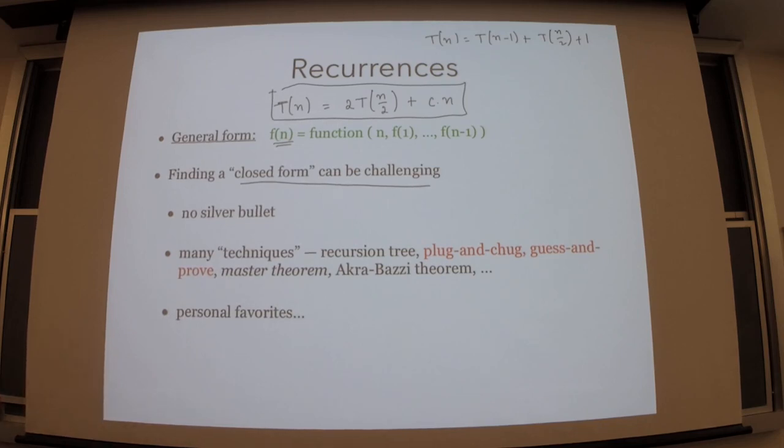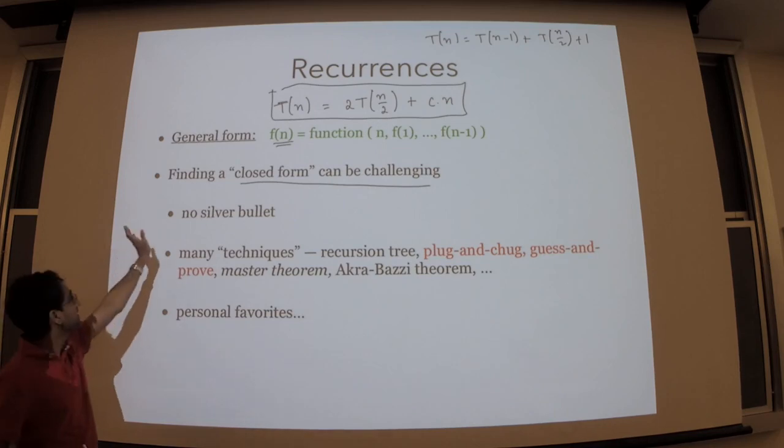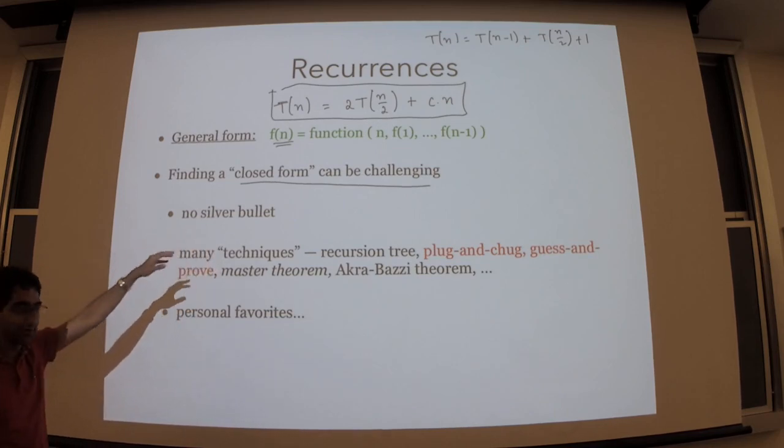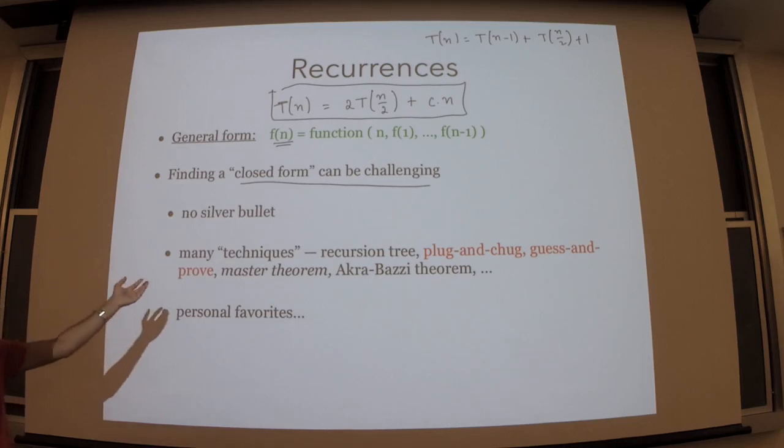In analyzing algorithms, one of the things is to be able to come up with closed form solutions, because we are not very satisfied with an answer like that. So how do you come up with closed forms? Again, I'll start off by saying there's no silver bullet, unfortunately. So you have to try a few things, but there are many techniques.